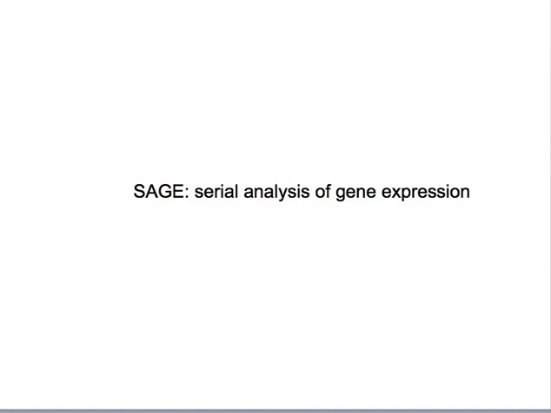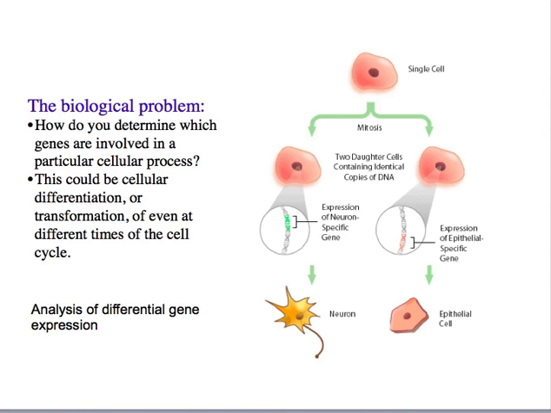Well, today we're going to use this definition of SAGE, which is serial analysis of gene expression. Now, here's the basic concept. You have a biological issue. Let's say you start with a single cell, and then it divides by mitosis to give two daughter cells. Now, those two daughter cells contain identical genomic DNA. But in a variety of situations, those two cells can start to differentiate from each other.